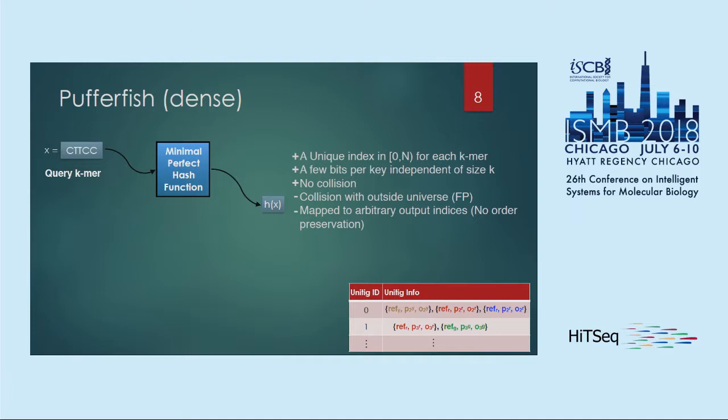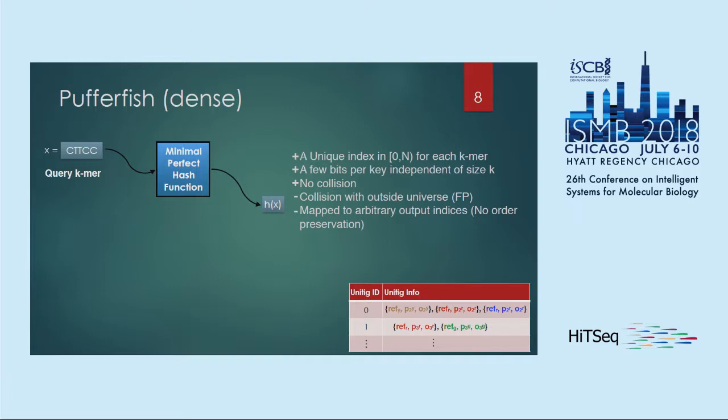So what we do in Pufferfish is that, based on the characteristics of a compacted de Bruijn graph, specifically the uniqueness of k-mers in a compacted de Bruijn graph, we thought that a minimal perfect hash function is a reasonable and efficient choice for hashing these k-mers. So I'll quickly go over the properties and some restrictions of a minimal perfect hash function. A minimal perfect hash function outputs a unique index between 0 and n, where n is the total number of distinct k-mers given as input to this hash function.